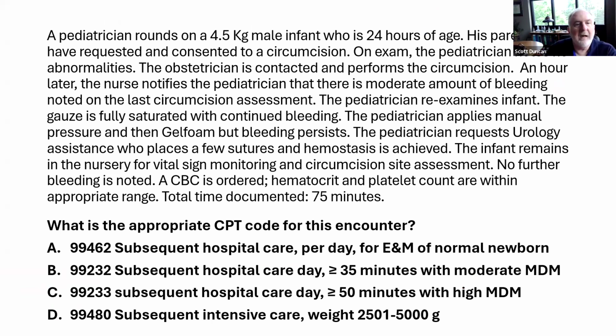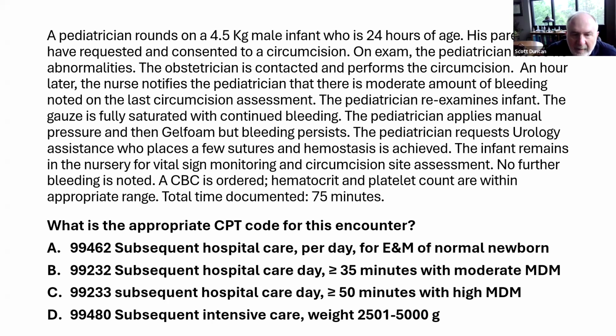So a pediatrician rounds on a 4.5 kilogram male who's 24 hours of age. His parents requested and consented to circumcision. On exam, the pediatrician notes no abnormalities. The OB is contacted, performs the circ. An hour later, the nurse notifies the pediatrician there's a moderate amount of bleeding on the last circumcision assessment. Pediatrician re-examines the infant. If the gauze is fully saturated with bleeding, the pediatrician applies manual pressure, then gel foam, but the bleeding persists. They request urology, who puts a few sutures in.